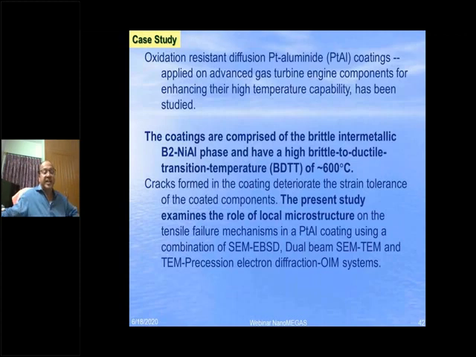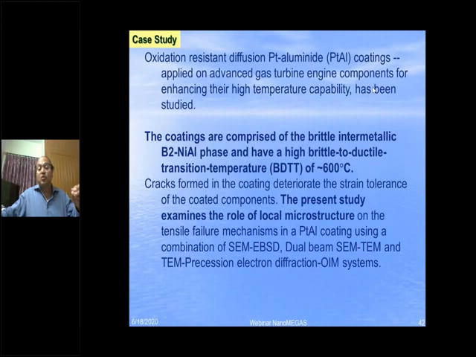I'll come to the second case study, which is an oxidation resistance and diffusion study of a platinum aluminum coating. This is also another engine component that has to be coated. I think you all know that engines, whatever engines we make, say nickel-based alloys or titanium-based alloys, cannot be used directly for aerospace application. They need to be coated for various high temperature applications.